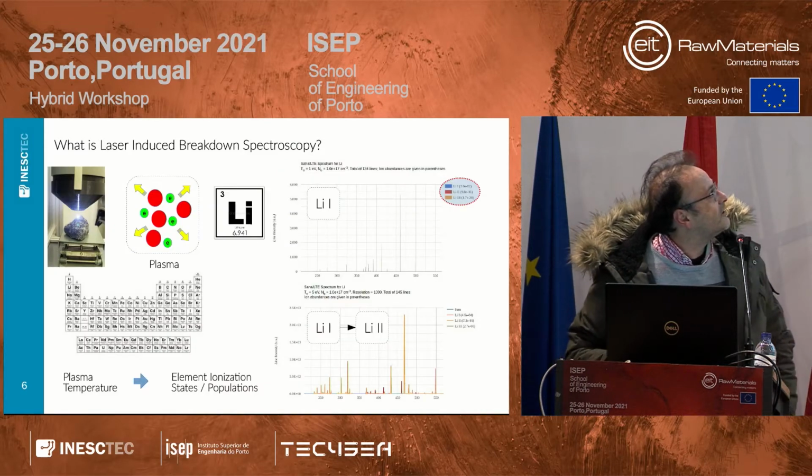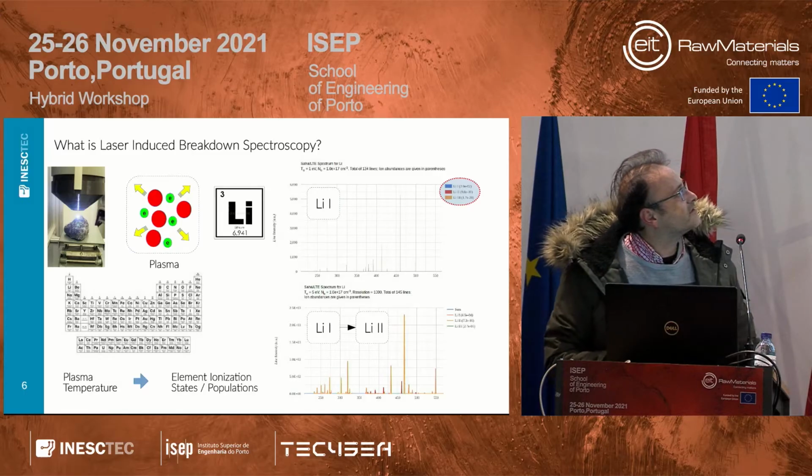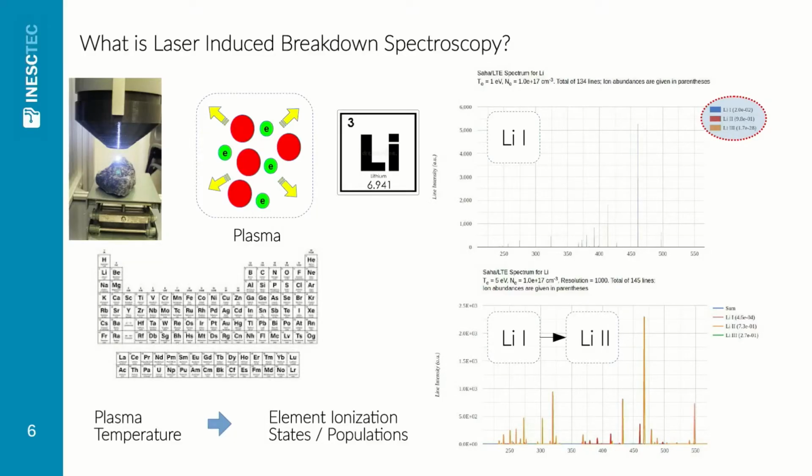For example, if we look at the lithium ores, and we have different types of lithium ores, they will absorb more or less of the laser energy, so you'll end up with different plasma temperatures. And if the temperature is low, you will only observe the lithium-1 ion lines.